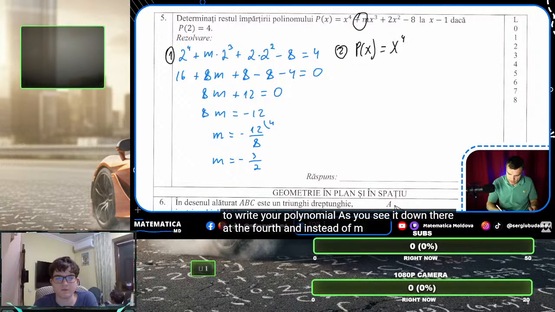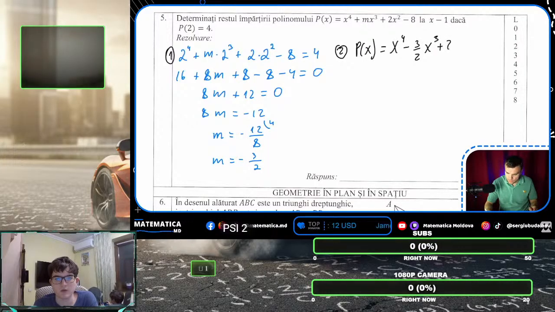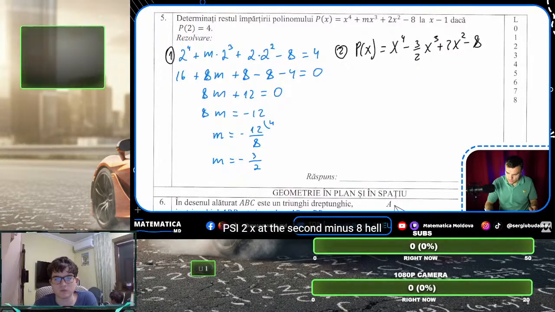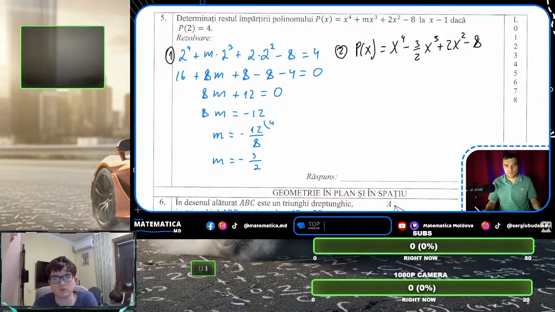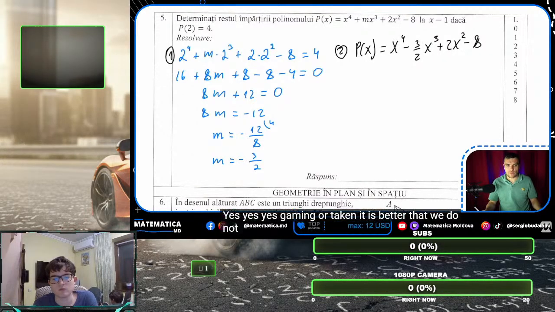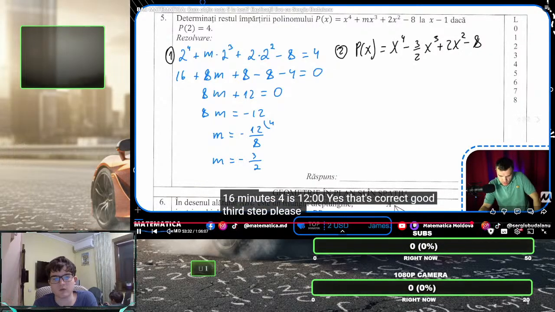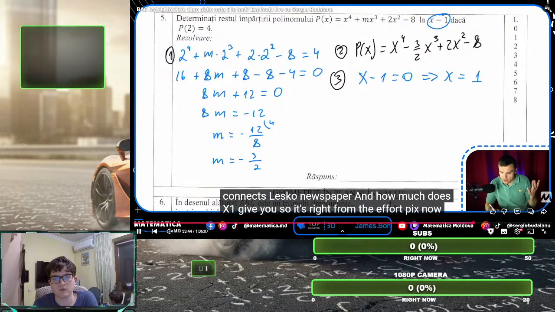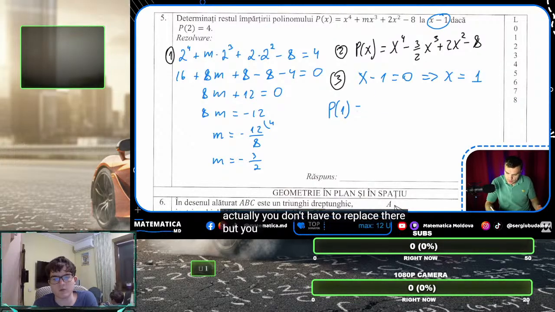Now instead of m, we're gonna write down what we got. Alright, so boom. Now we gotta do the division by x minus 1, something like this. x minus 1 is equal to 0, so basically we gotta equate that to 0. So x is 1. So now we gotta do p of 1.